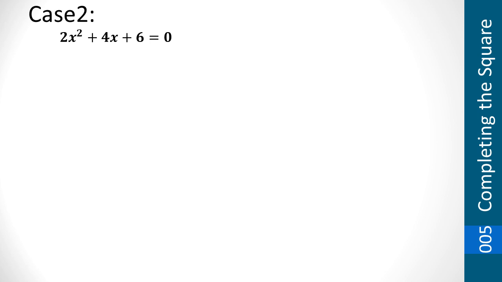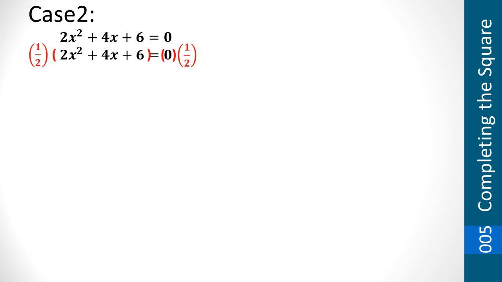Okay, second case. What if our given is 2x squared plus 4x plus 6 equals 0? So, dito sa case natin na to, yung value ng a natin ay 2. So, sa ganitong paraan, para mas mapabilis lang yung process natin, let's apply MPE. Multiply natin both sides of the equation by the multiplicative inverse of a, o yung 2. So, multiply natin both sides of the equation by 1/2.